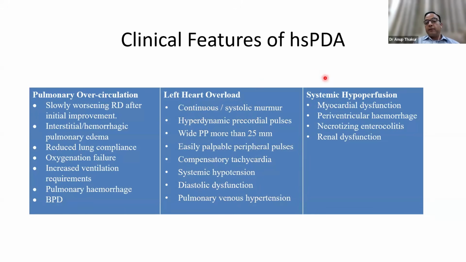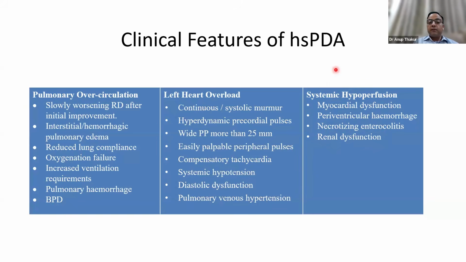Then, as we know that blood is shunted from the aorta to the ducts, during diastole there is a phase of systemic steal. And this systemic steal can lead to decreased perfusion in the various body organs, including the brain, including the kidney, gut. So all this could lead to even periventricular hemorrhage or periventricular leukomalacia, necrotizing enterocolitis, renal dysfunction. So all these could be a presenting feature of a PDA.